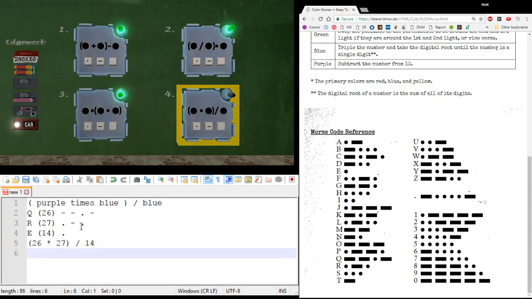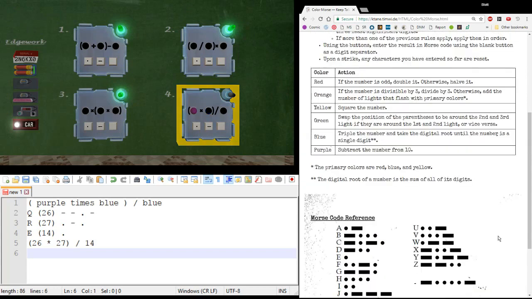We need a calculator unless we can simplify this. Rules, purple. Subtract the number from 10. 10 minus 26 gives us negative 16 for the first number. The next one is blue. Blue is triple the number and take the digital root. Remember, we're going to shortcut this one, so we'll take the digital root first, then triple. 2 plus 7 is 9. Triple it gives us 27.